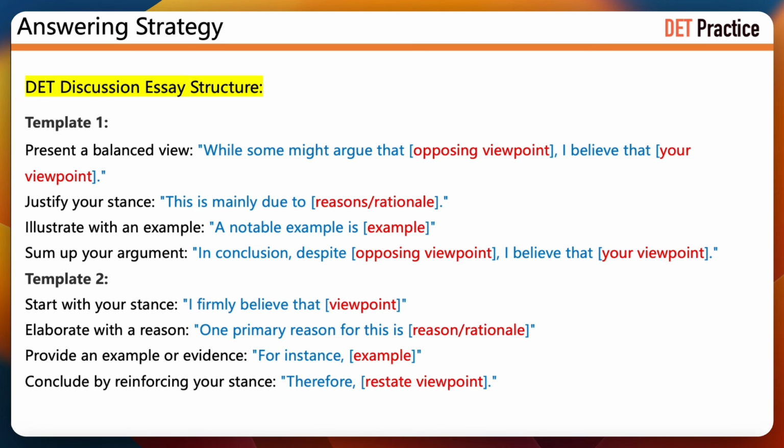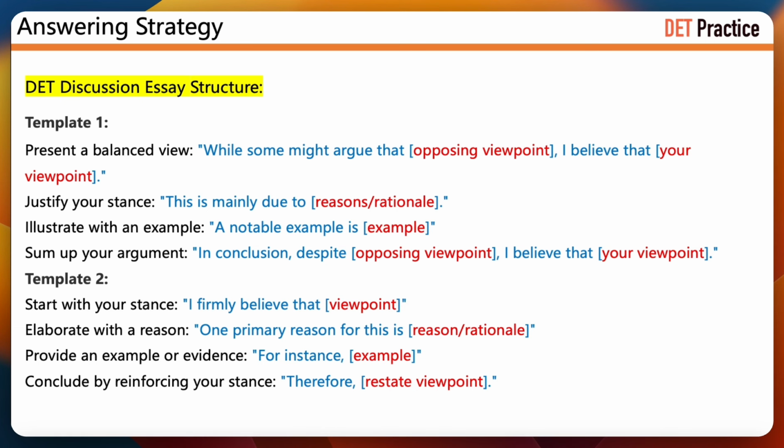Template 2 takes a more direct approach. You start by clearly stating your viewpoint, then back it up with a primary reason or rationale. To strengthen your argument, you'll offer a specific example or piece of evidence. The essay concludes by reinforcing your initial stance, tying everything together. Both templates guide you through a logical progression of ideas, ensuring your essay is well-structured and convincing. The choice between them may depend on the specific prompt or your personal writing style. Whichever you choose, these templates provide a solid foundation for articulating your thoughts effectively in the DET discussion essay format.